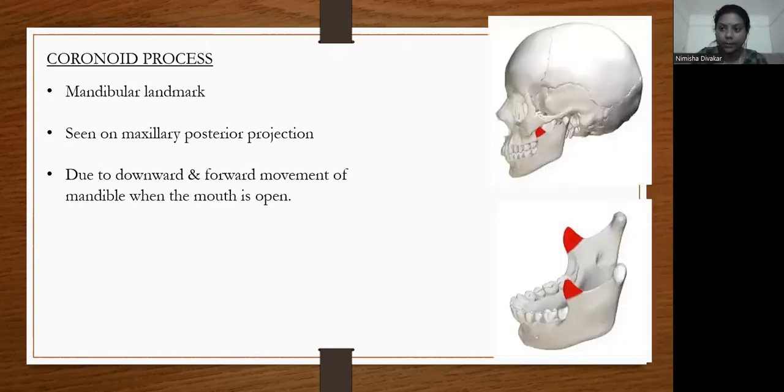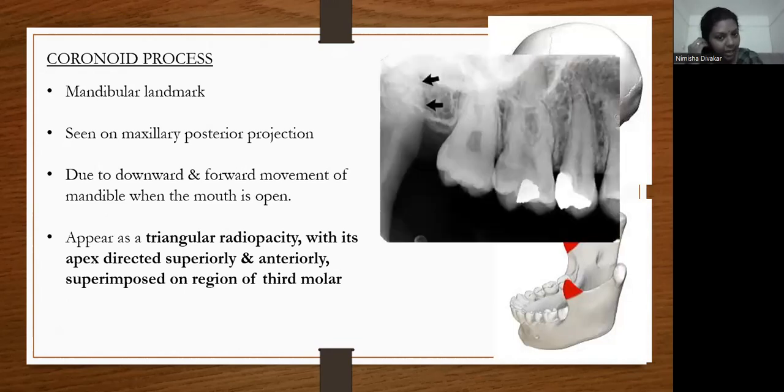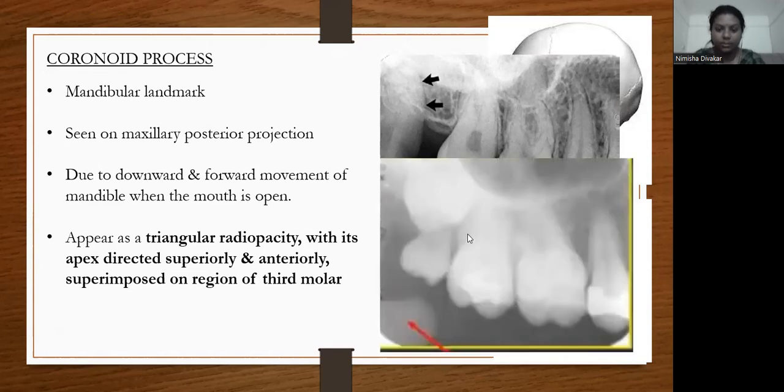This red marked area is the anatomical location of coronoid process, and in a radiograph it appears as a triangular shaped radiopacity with its apex directed superiorly and anteriorly, superimposed on the region of third molar. So in this you can see it is denoted by a red arrow. So these are the anatomical landmarks.